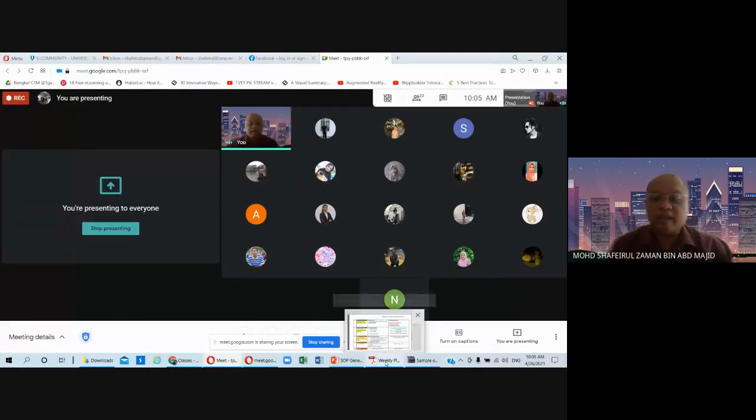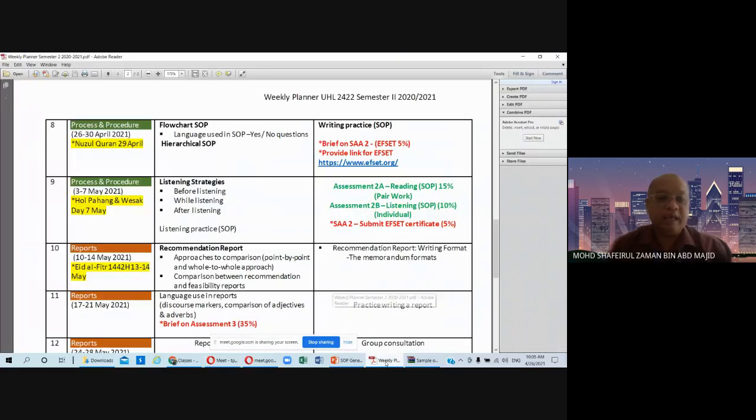Let's have a look at the weekly planner. Again, we are now in week 8. This week, we are supposed to have a look at the flowchart SOP. And for the flowchart SOP, normally you are going to use the yes or no question. So it means that when you have, let me share with you.